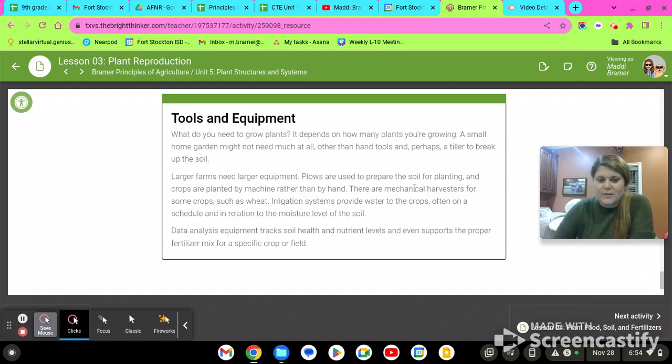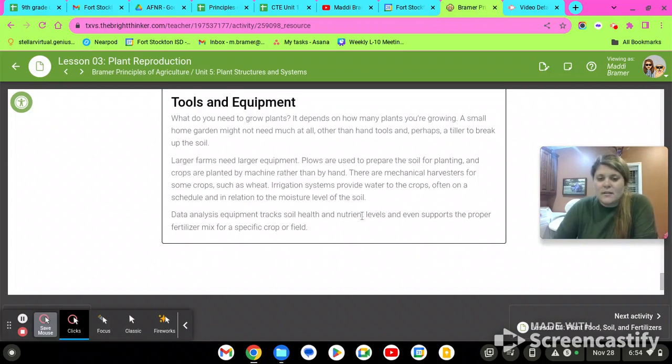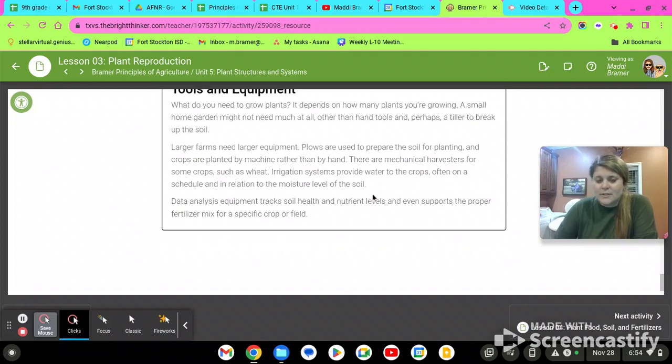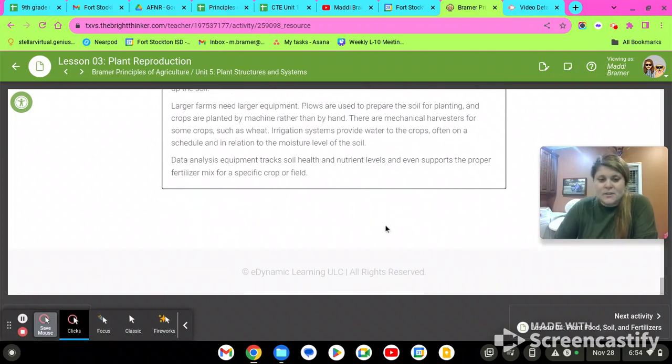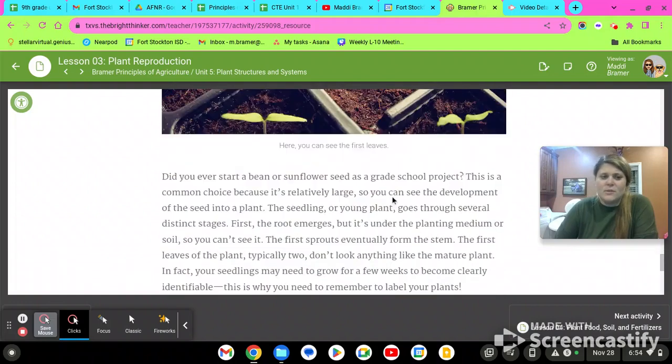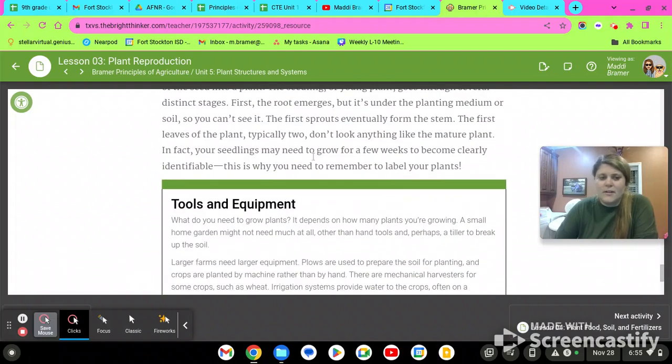So those big, huge plows that we have today, those till the soil, and then we have crops planted by machine rather than hand. So big, huge things that come behind tractors, and they put the seeds in them, and the seeds automatically go in the ground. There are combines for crops that get the crops out way faster than doing it by hand. So there's all kinds of things, and technology has really boosted plant reproduction like crazy.